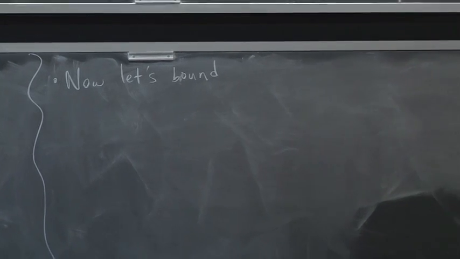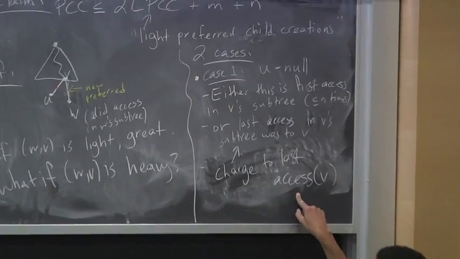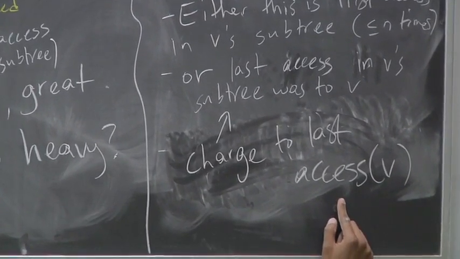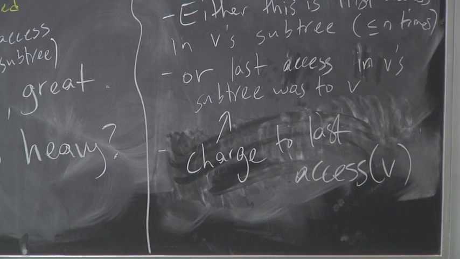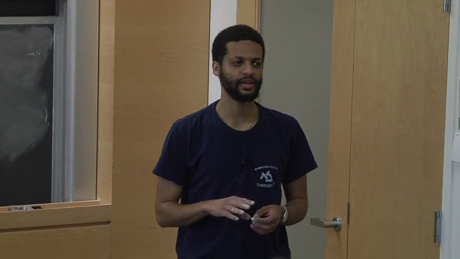I wanted to charge the last access, right? So I want to charge the last access, and now the question is, how many times can any particular access be charged in this way? At most once. It'll be charged by the next heavy edge creation, heavy preferred child creation. So each operation is being charged in this way at most once. There are m operations, so that's an extra additive m.